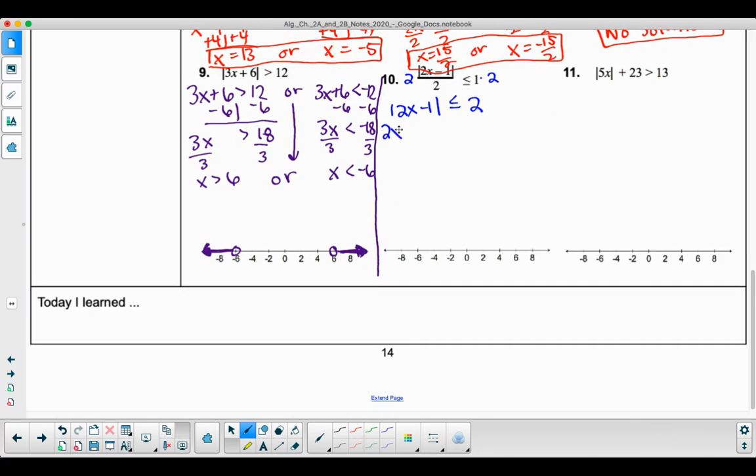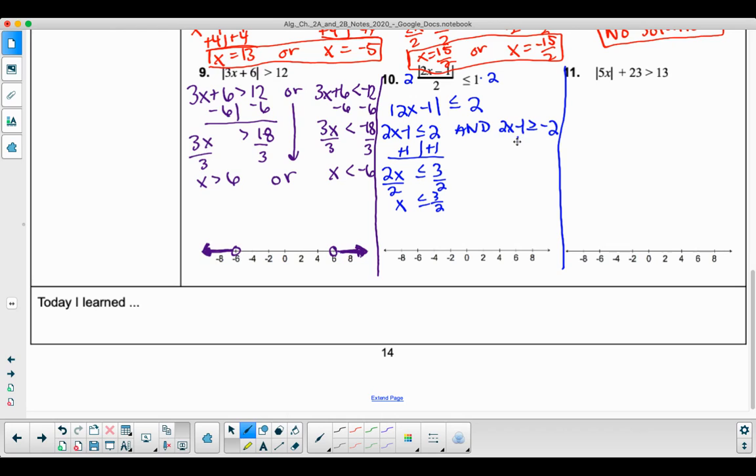So 2x minus 1 is less than or equal to 2, and 2x minus 1 is greater than or equal to negative 2. And then we have to solve both of those inequalities. So add 1 to both sides. 2x is less than or equal to 3, divide by 2. x is less than or equal to 3/2.